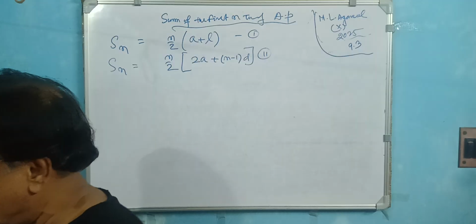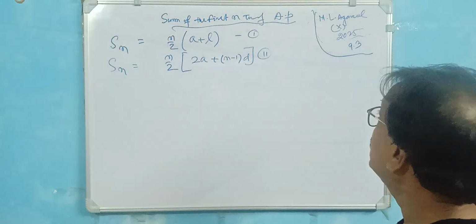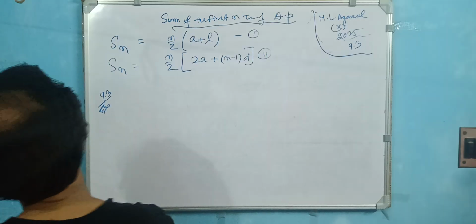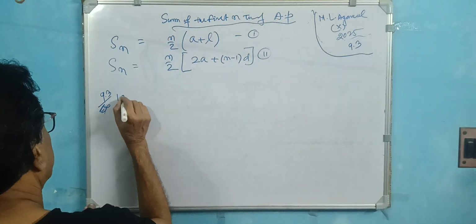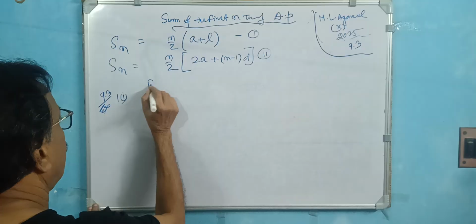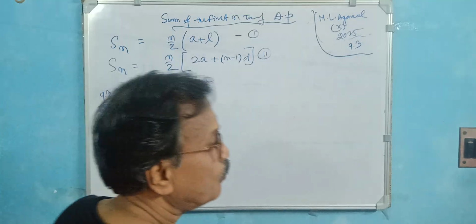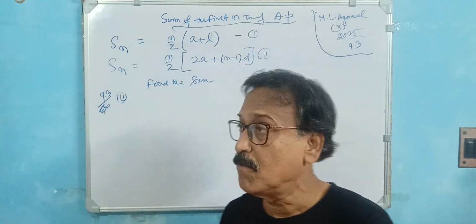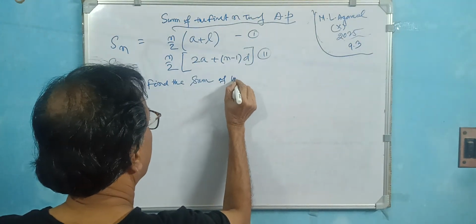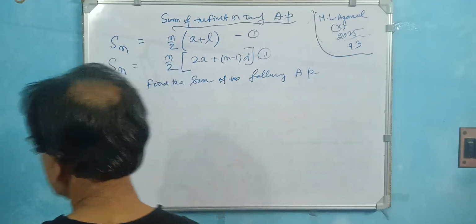Clear? On the basis of this, what is the given thing? On the basis of this, you use the formula. So here is the first exercise 9.3, first sum. What is the question? Find the sum of the following AP. The previous video we already discussed, there was no sum, but this chapter is about sums, not the common difference and other things.